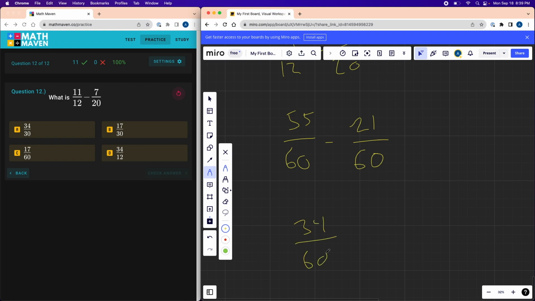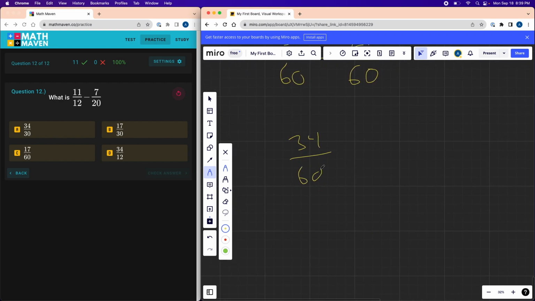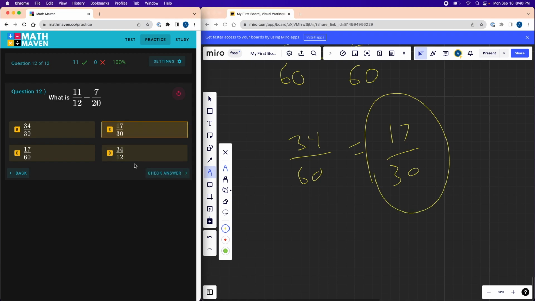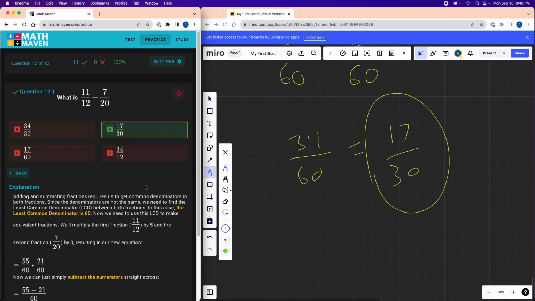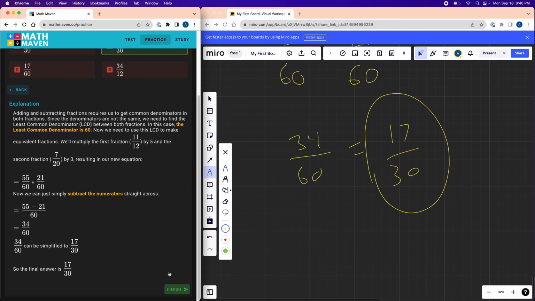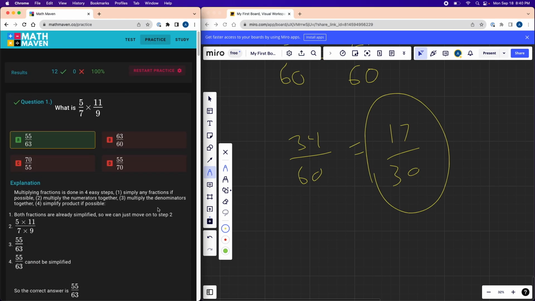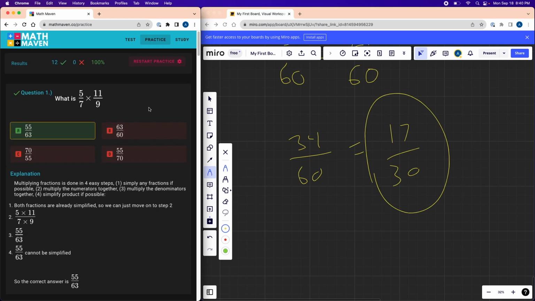34 over 60. All right, so we can simplify this now. What's that going to be? That'll simplify into 17/30ths, I believe. 17/30ths will be the final answer, and that happens to be answer B. So we'll select that, check answer, seems to be correct, so we will go ahead and finish, and there we go. We got 100% on this one. I hope you got 100% as well.